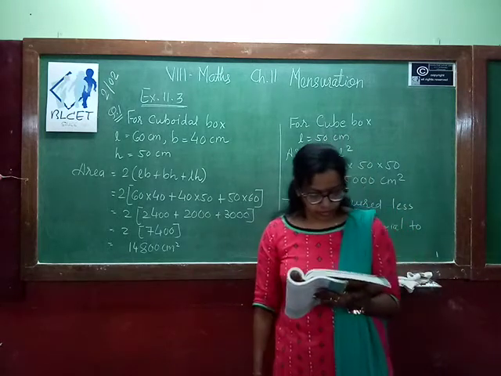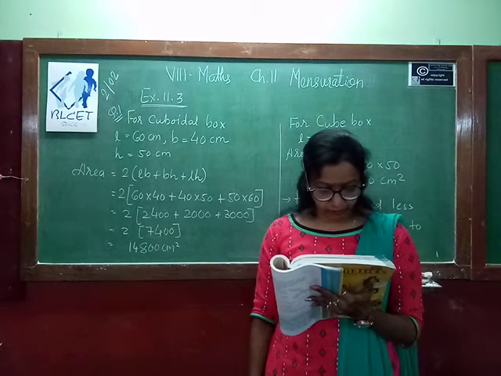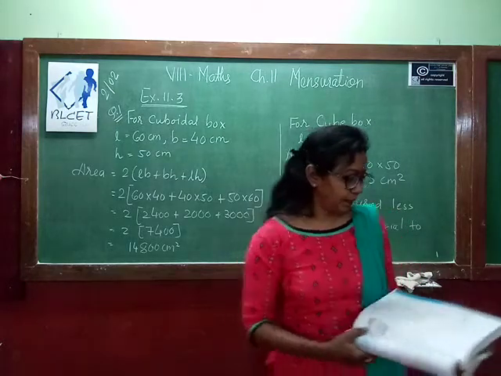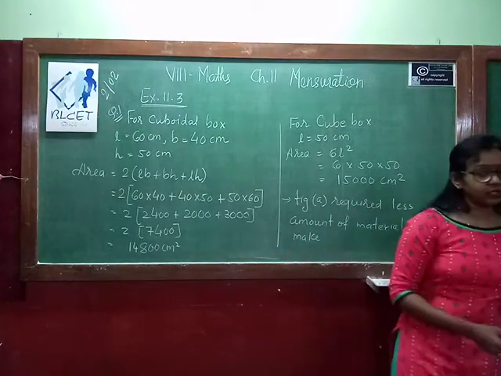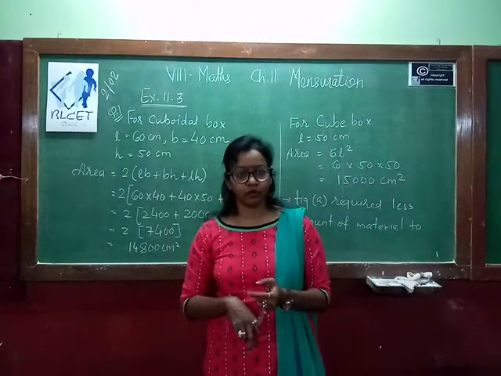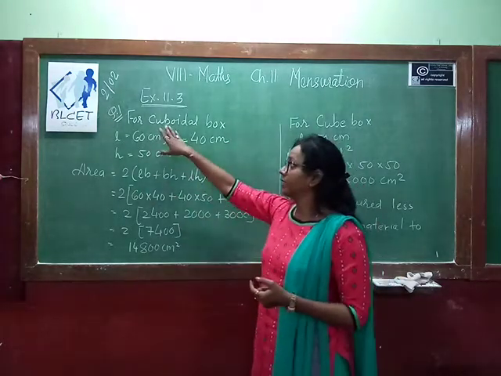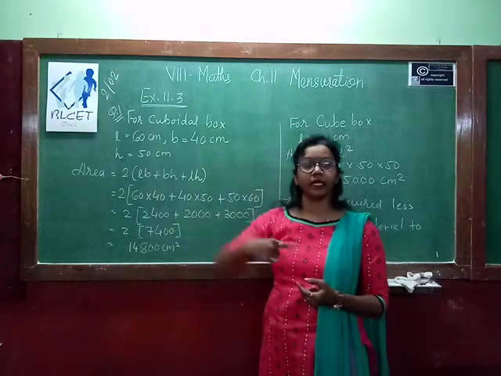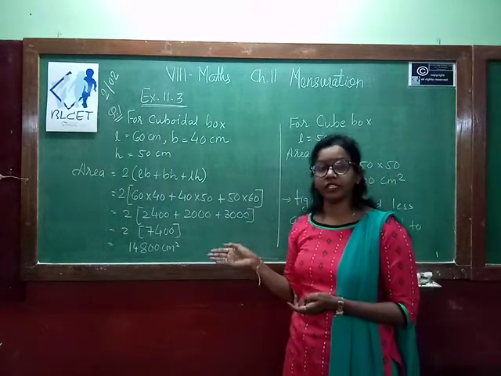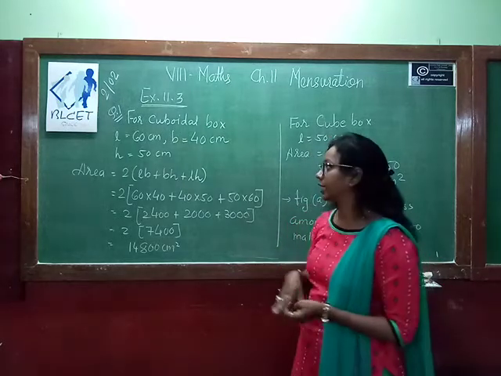First question. The question is, there are two cuboidal boxes as shown in the adjoining figure. Which box requires the lesser amount of material to make? If you observe the diagram, the first figure is a cuboid and the second is a cube. The measurements are already mentioned in the diagram. First we will find the area of the cuboidal box and then the area of the cube. Then we compare both areas and find which box requires more or less material to make.